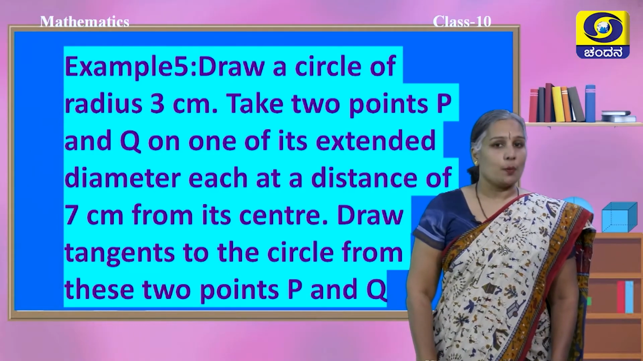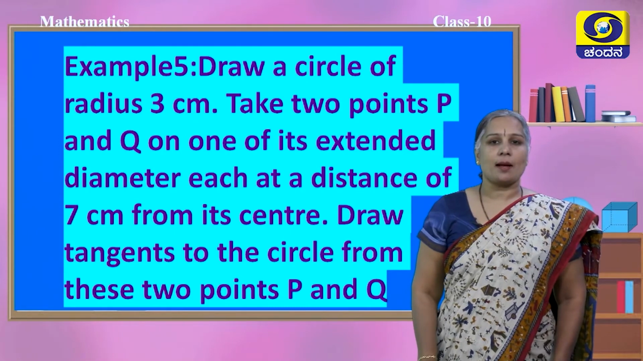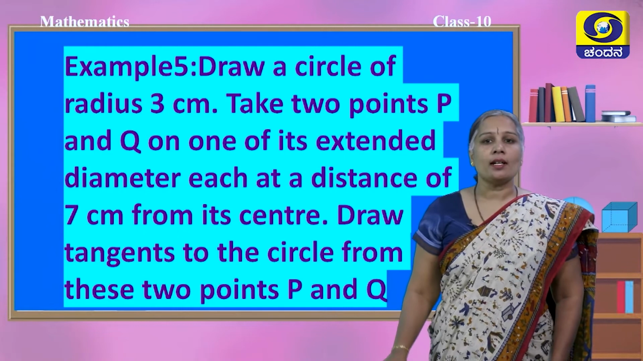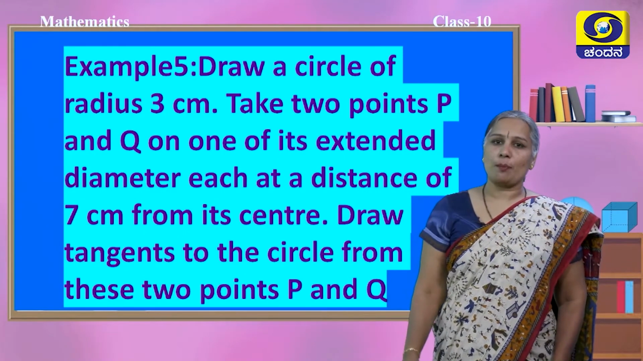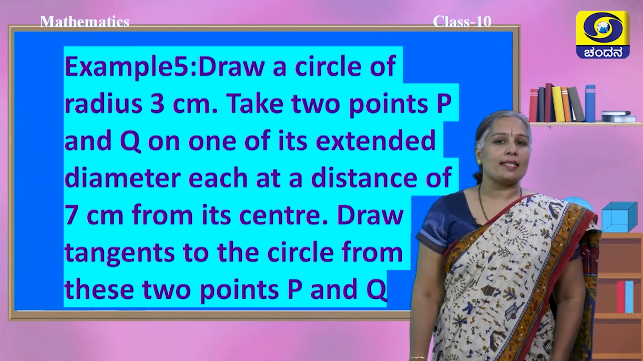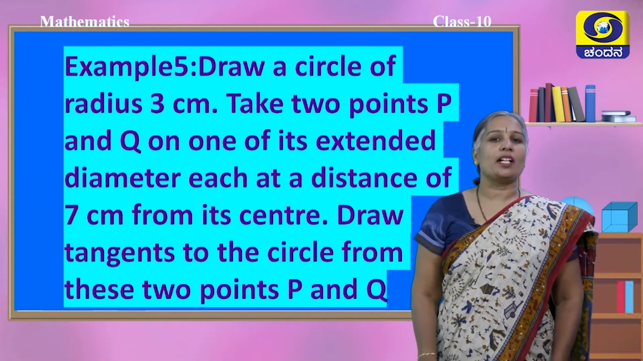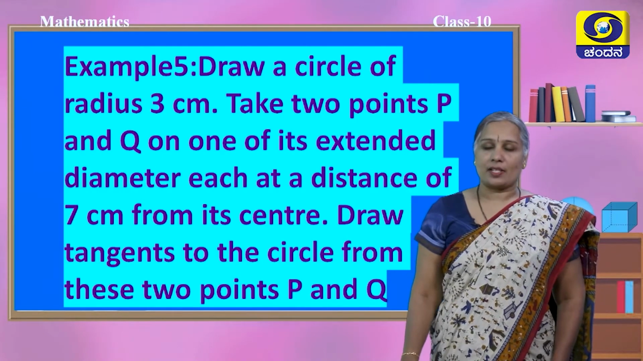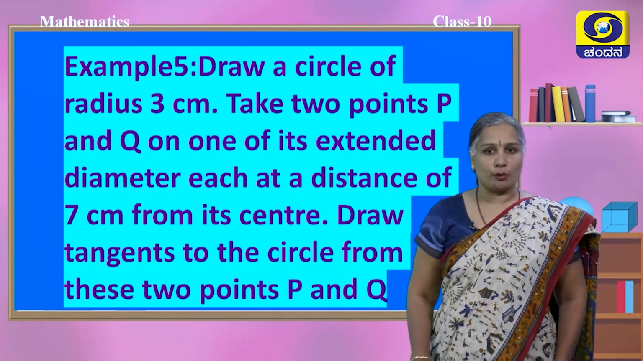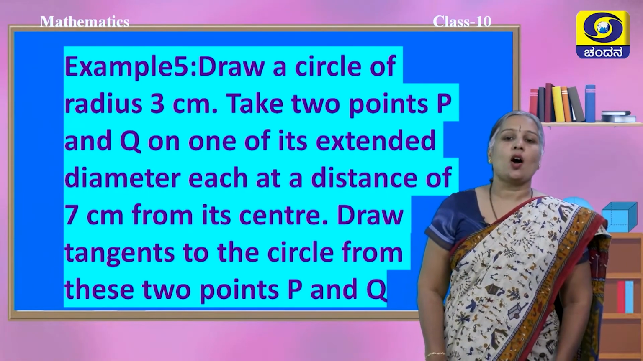We will see one more example. This example is sort of a combination of drawing a tangent from an external point to the circle and drawing tangents at the end point of the diameter. It means it is a combination of the diameter, that is the extended part of the diameter, and drawing tangents from an external point to the circle. Let us see how to do this.